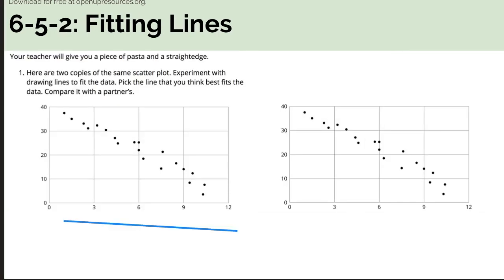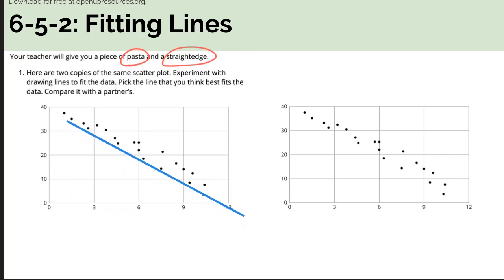For this activity, I do want you to use a pasta and a straight edge or a ruler. That's just going to help you make sure that you're drawing straight lines for this. Our goal here is to draw a line that is best showing the trend of the data. I'm going to use this blue line right here, and if I'm going to show the trend of this data as best I can, it's going to be about like that.